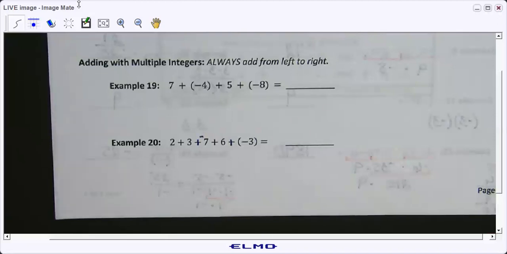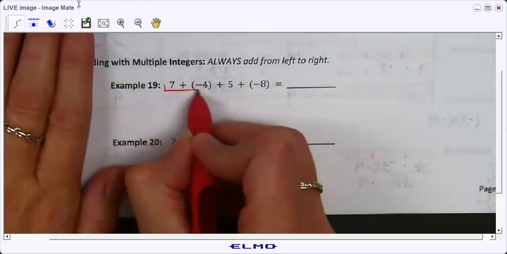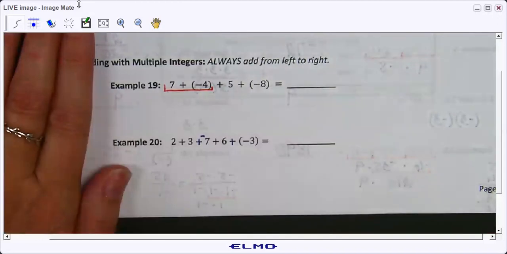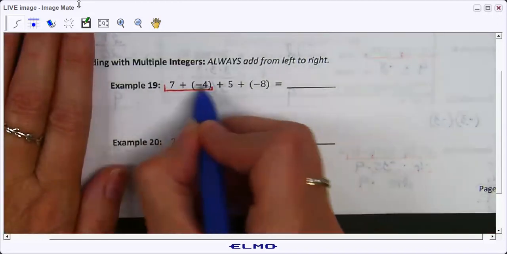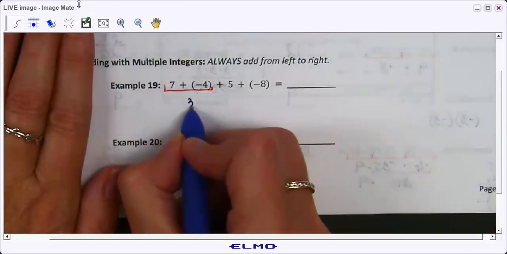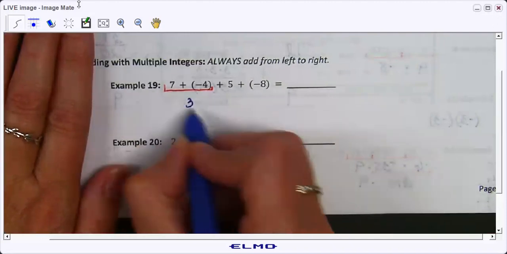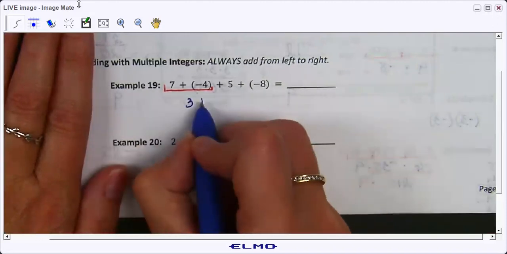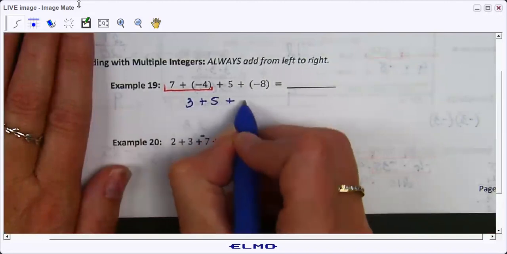All right. So I'm going to add 7 plus a negative 4. And my signs are different, so I subtract them. My larger number is positive, so I keep my 3 positive, and I'm just gonna rewrite everything that I have not done yet.